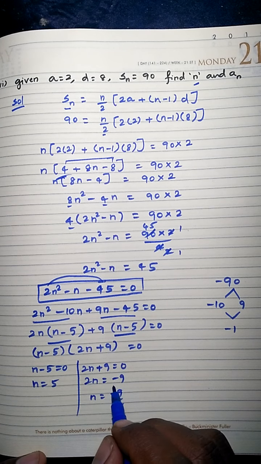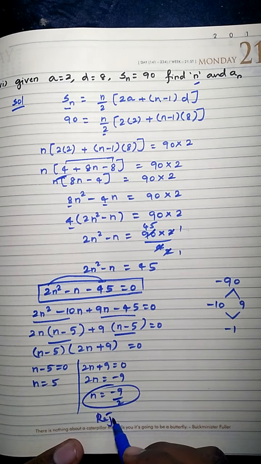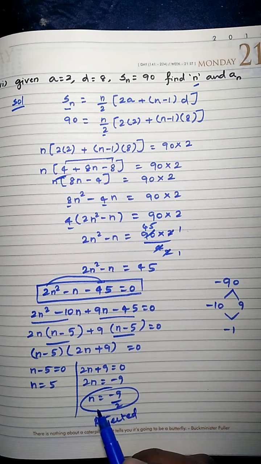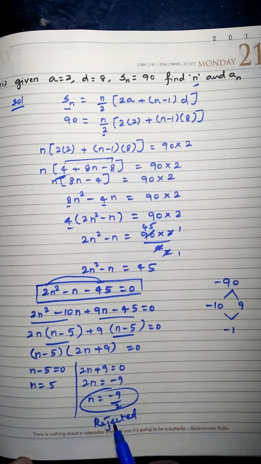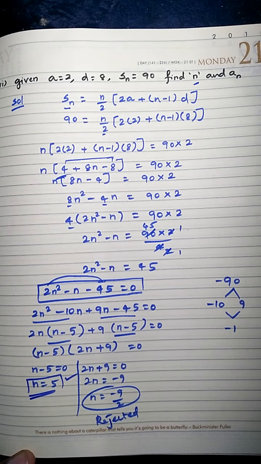So number of terms n cannot be negative, so rejected, because n means positive integer, natural number only should come. Here we are getting negative numbers, so that only we are rejecting. So n is equal to 5. This is the correct answer.